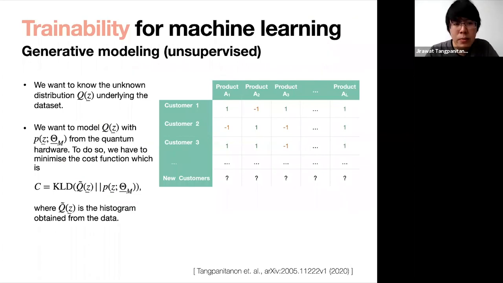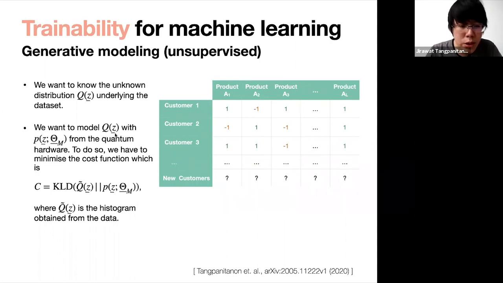And now we move on to trainability for machine learning, and we're gonna consider what is known as generative modeling, which is an unsupervised task. Basically, you want to find an underlying distribution of your data set. So you can imagine you have, let's say, a customer and your products, and your customer labels your products, whether they buy or don't buy given products. And you want to know a distribution of this customer so you can predict their behavior.